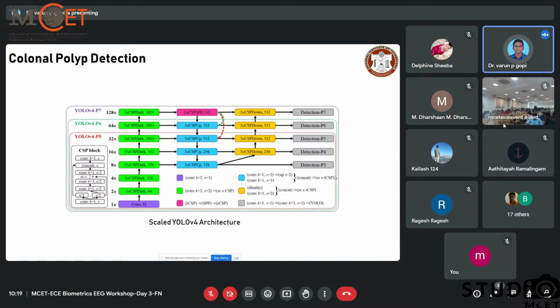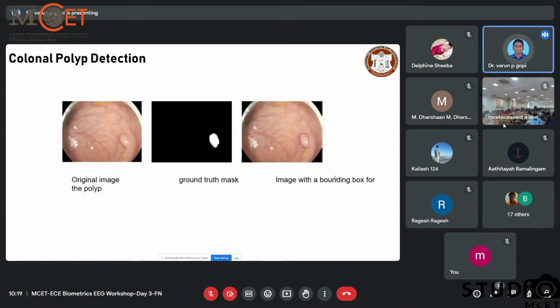We took this pre-trained network, added a few fully connected layers, and trained it using the original image. This is the original image which contains the polyp, and we obtained a mask for the ground truth from the doctor. Using this, we trained the algorithm, and finally we tested with another image. This gives you the detected object with the bounding box. So this is the object detection application in medical imaging.